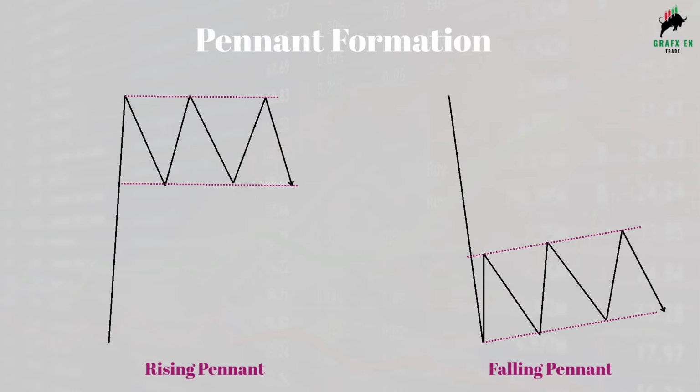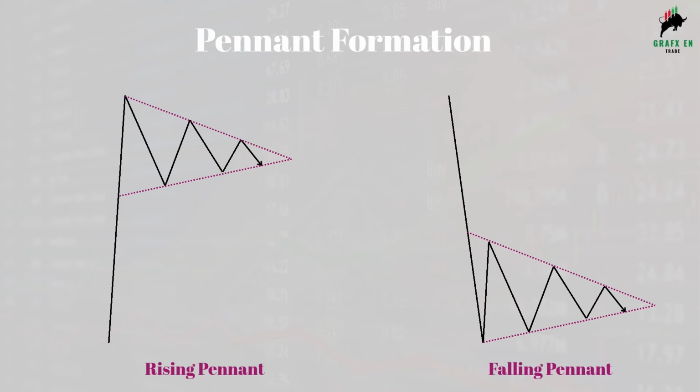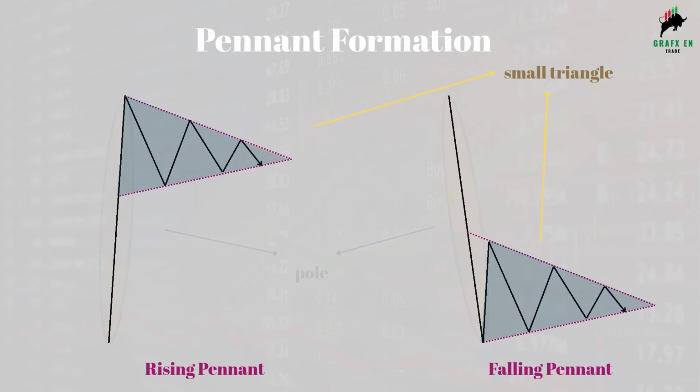The pennant formation is very similar to the flag but shorter in duration and shaped like a small triangle. Again, it starts with a pole, a strong and sharp price movement. The consolidation that follows forms a small triangle. When this triangle breaks upward or downward, the trend continues in the previous direction.